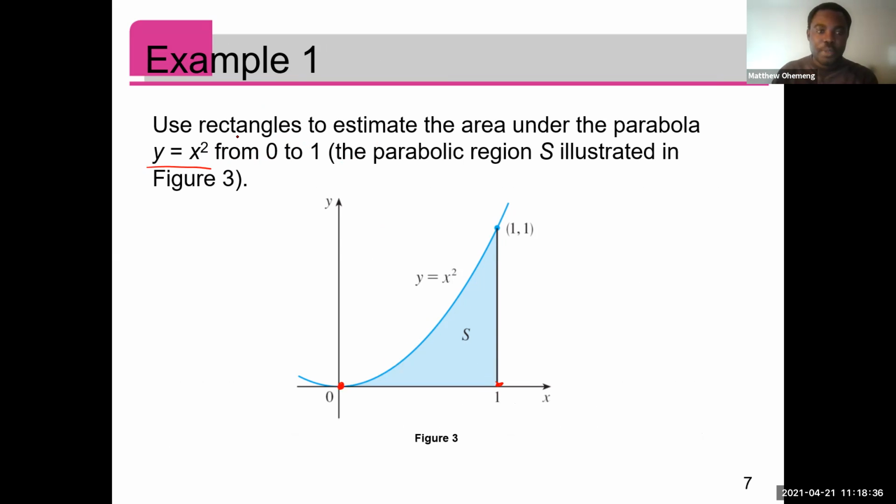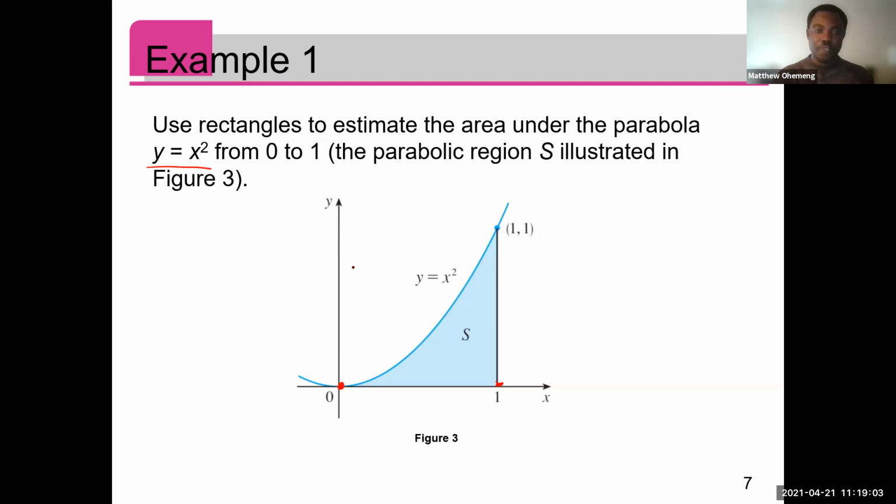Now, for this example, it says use rectangles to estimate the area under the parabola. A good question to ask is, can we only use rectangles? The answer is no. There are several ways to do this. One way is the trapezoidal rule, where we use a trapezium, but you're not looking at that in this case. For this case, you're looking at rectangles. That's why it says use rectangles to estimate the area.